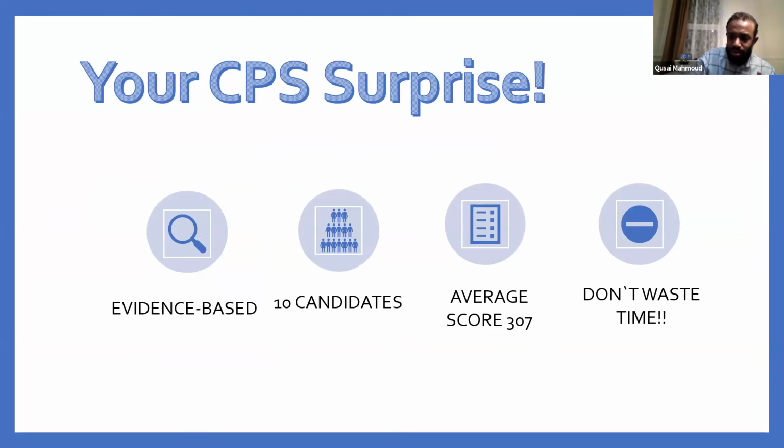I've seen 10 results of September exam takers. These 10 candidates, I've seen their results myself. The average score of them is 307, which is very, very exceptionally high. Some of them scored 312, 311, some of them 299. Why am I mentioning these 10 people? They studied from the same resource.